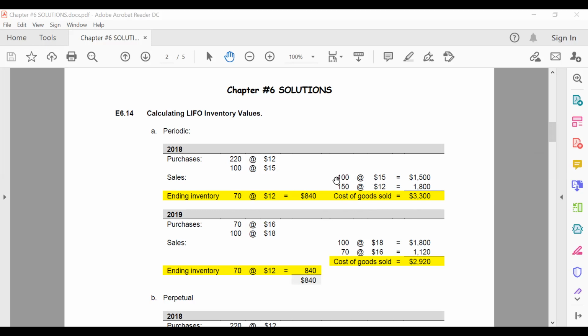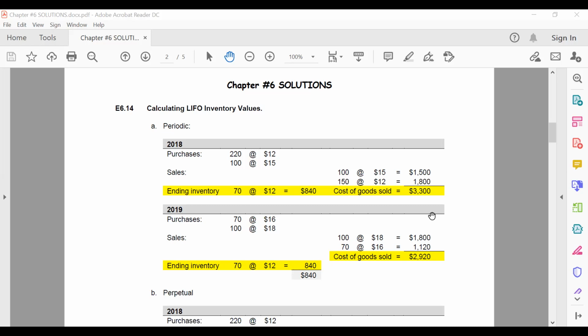So for your costs here, you basically go in reverse order. You sold 250 units, so you would have had 100 units at 15, and you would have had 150 units at 12. Since you had 220 of those units in your first purchase, that means you had 70 units left over. So your ending inventory is 840. Your cost of goods sold is 3,300.